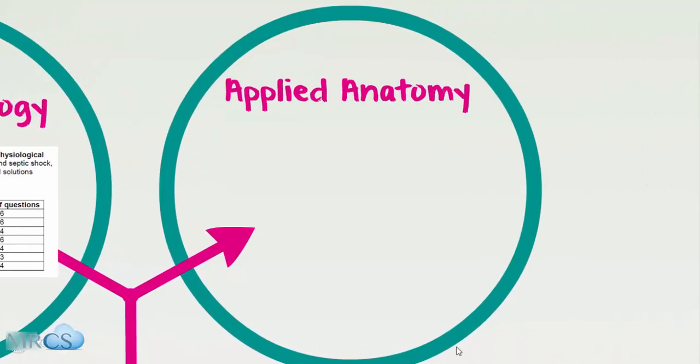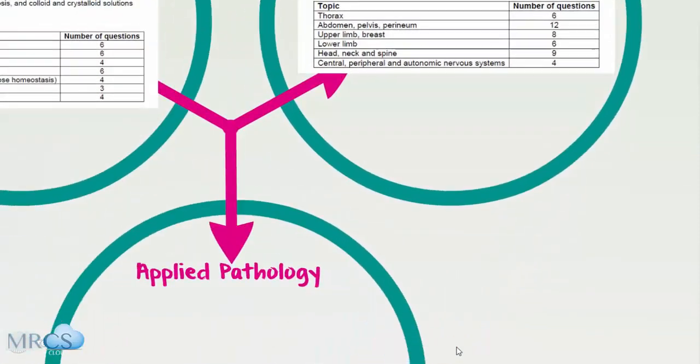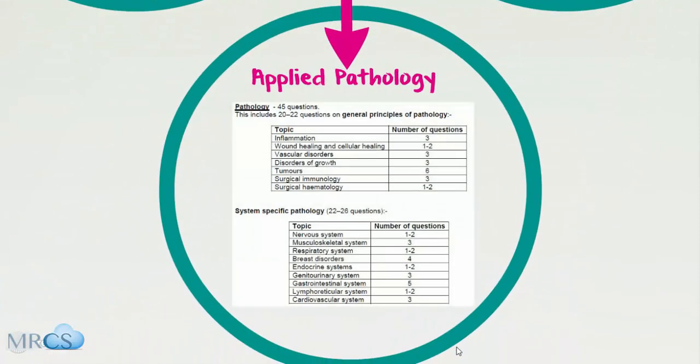The other part in paper A1 is applied anatomy. It also contains 45 questions, including gross anatomy as well as questions on developmental and imaging anatomy. It lists each topic of the anatomy and the exact number of questions. After that, we have applied pathology. It is 22 questions in general principles of pathology and also 22 questions on system-specific pathology.